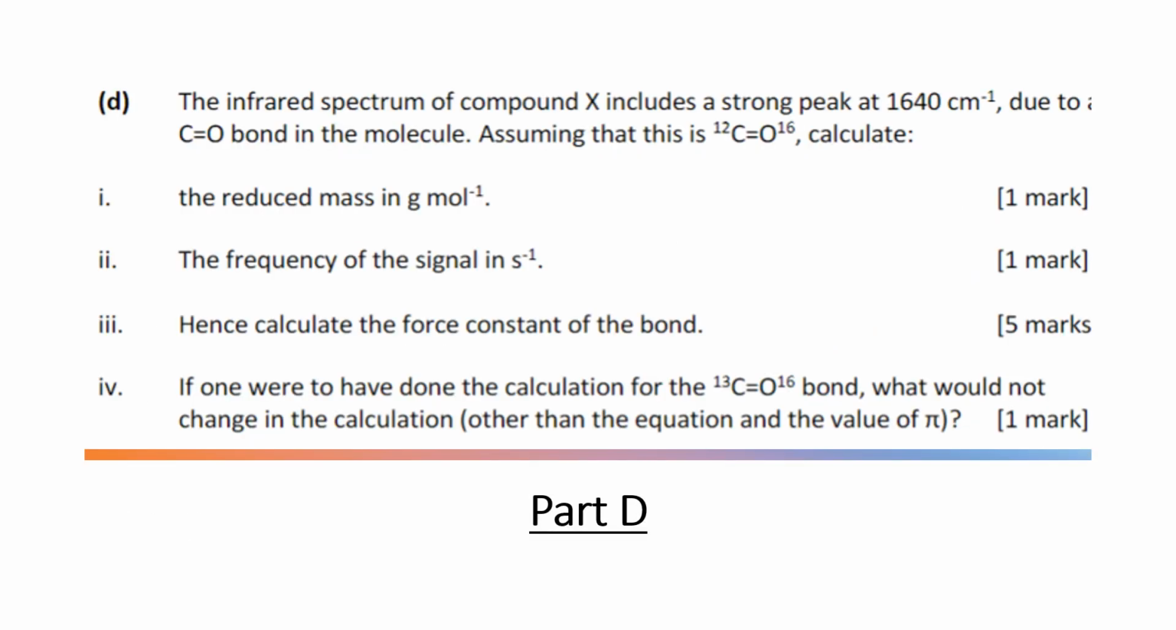Question 4 is a multiple part question. The full question tells us that the infrared spectrum of compound X includes a strong peak at 1,640 centimeters to the minus 1. It says that this is due to a C double bond O in the molecule, and tells us to assume that we're using carbon-12 and oxygen-16. It's going to ask us to calculate the reduced mass, frequency in hertz, and the force constant of this bond, and finally asks us what would change, or rather what wouldn't change, if we use carbon-13 instead of carbon-12.